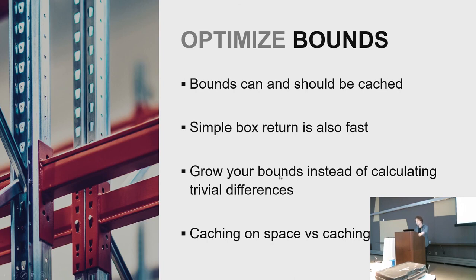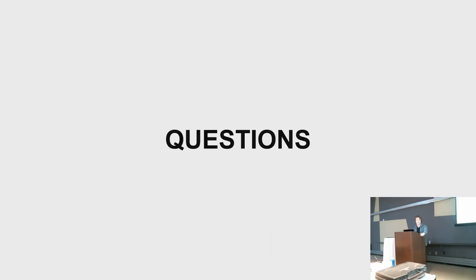This is a recommendation from someone in R&D: there's really not a huge hit to making your bounds a little bit bigger, because the BSP and the bounds are already doing a lot to optimize things. So we just have to do the little bit on our end to cache them or make them efficient. So yeah, questions?